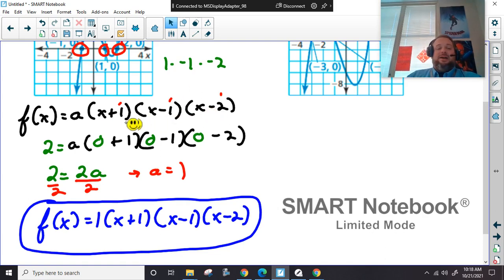Then we plug in our y-intercept. The 2 goes here because f of x and y are the same thing, and everywhere we see x, we're plugging in a 0. Because we're trying to find this a right here, which we found was 1. So once we find a, we literally just take everything I have written up here in black and stick it back down here with what we found for a.